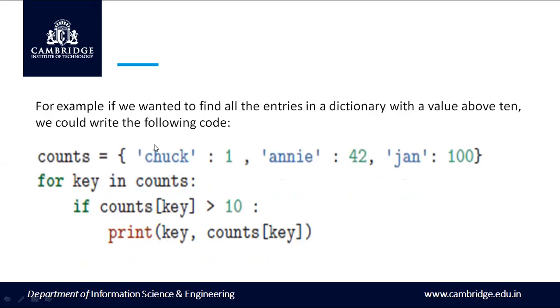Also, we can find the entries in a dictionary with a value above 10. You can just use the if statement here: if counts of key is greater than 10, it prints only the key value pairs which have a value of more than 10. Here you can see, according to this dictionary, Annie and Jan will be printed because the value of Annie is greater than 10, and also the value of Jan is greater than 10.